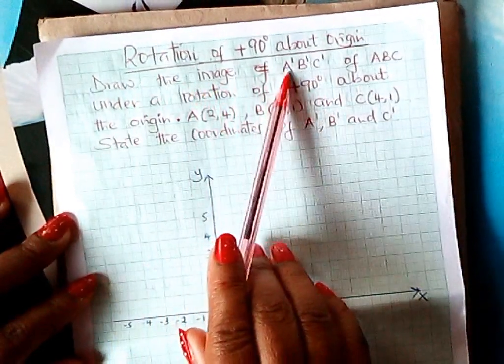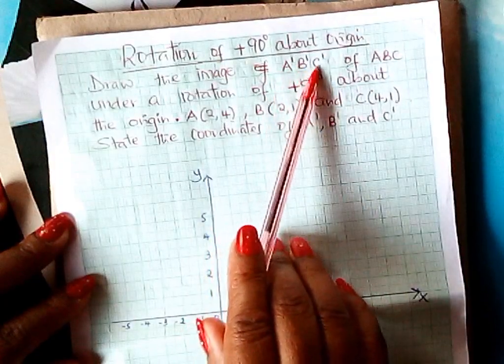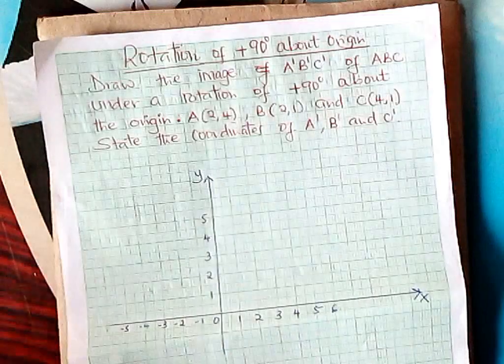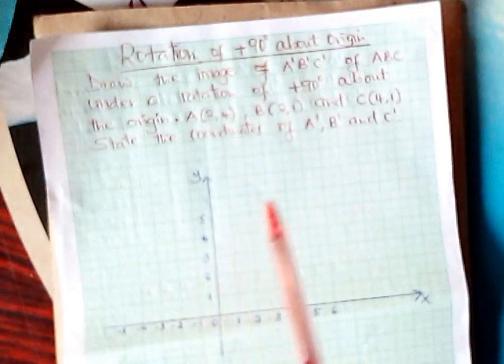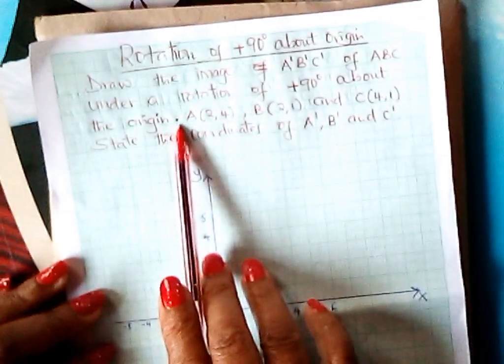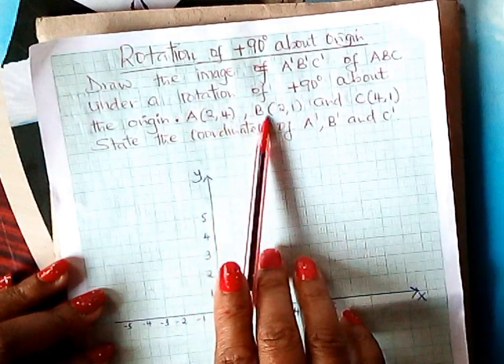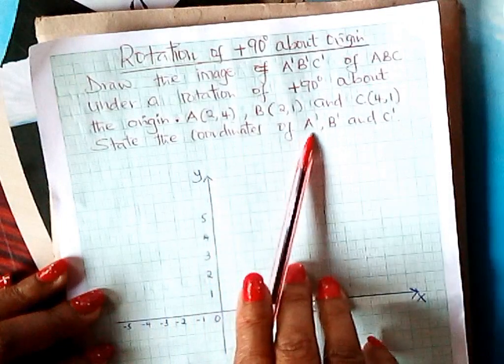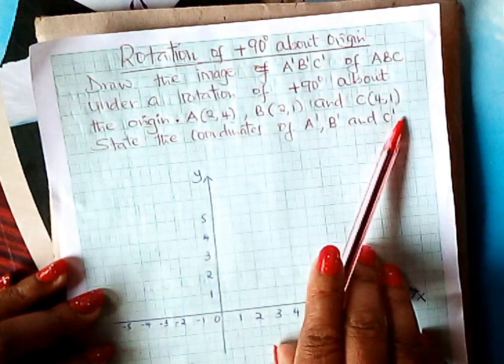Draw the image A prime, B prime, C prime of ABC under a rotation of positive 90 degrees about the origin. A is at this, B is at 2, 1, C is at 4, 1. Then state the coordinates of A prime, B prime, and C prime.